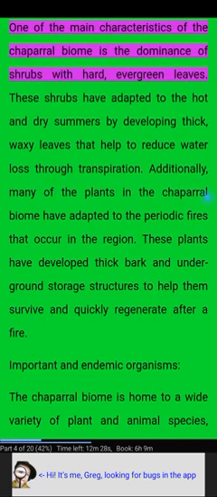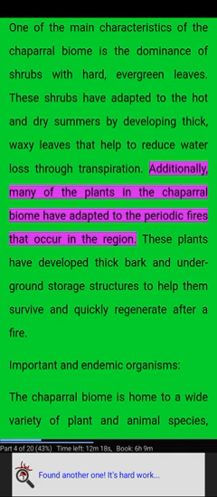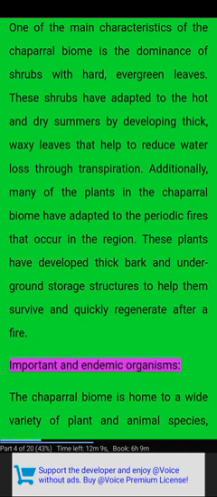Peculiarities. One of the main characteristics of the chaparral biome is the dominance of shrubs with hard, evergreen leaves. These shrubs have adapted to the hot and dry summers by developing thick, waxy leaves that help to reduce water loss through transpiration. Additionally, many of the plants in the chaparral biome have adapted to the periodic fires that occur in the region. These plants have developed thick bark and underground storage structures to help them survive and quickly regenerate after a fire. Important and endemic organisms.